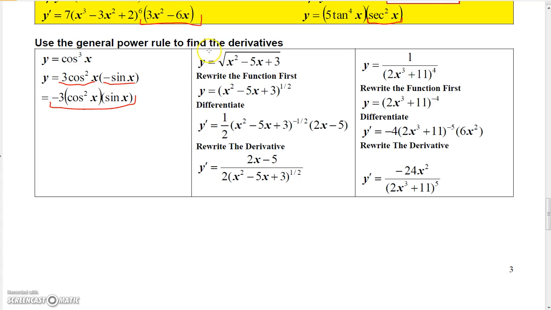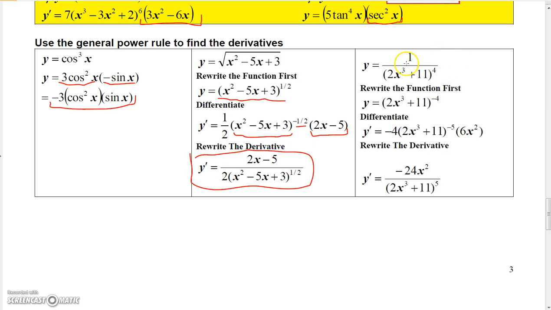Okay. Now on this one, we're going to have to rewrite this as the trinomial to the 1/2 power, and then you can apply the general power rule. So that would be 1/2 times the trinomial to the negative 1/2 power, and then you multiply by the derivative of the trinomial, which is 2x minus 5. And then here I just rewrite it without the negative exponent.